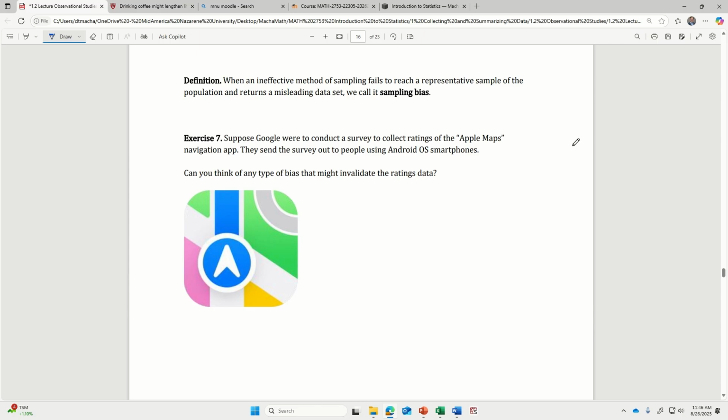What if Google were to conduct a survey to collect ratings of Apple Maps, and they're going to send out the survey to people who are using the Android OS on their smartphones?